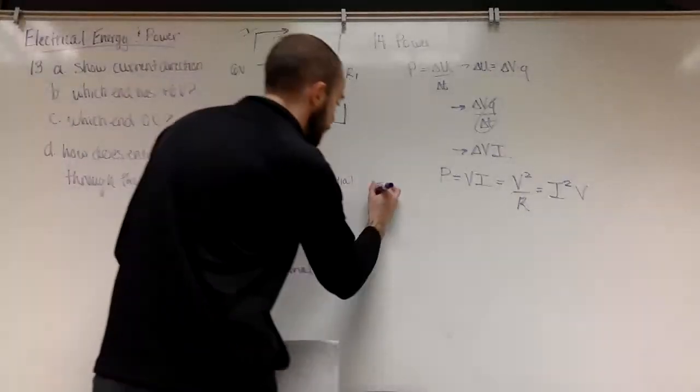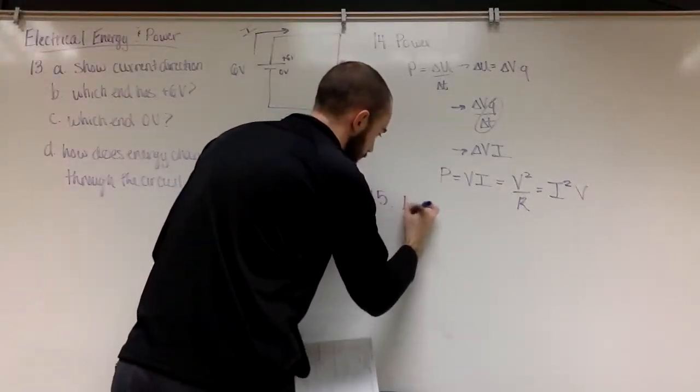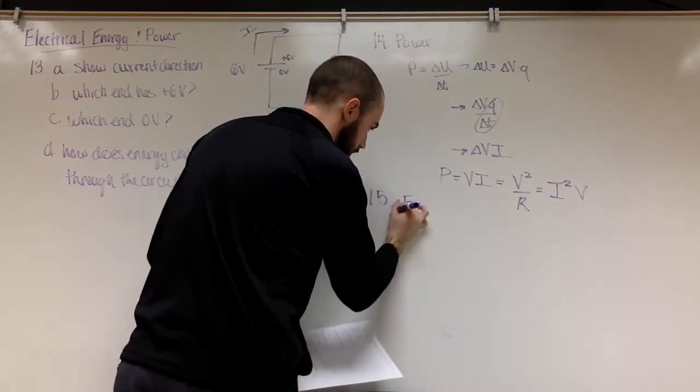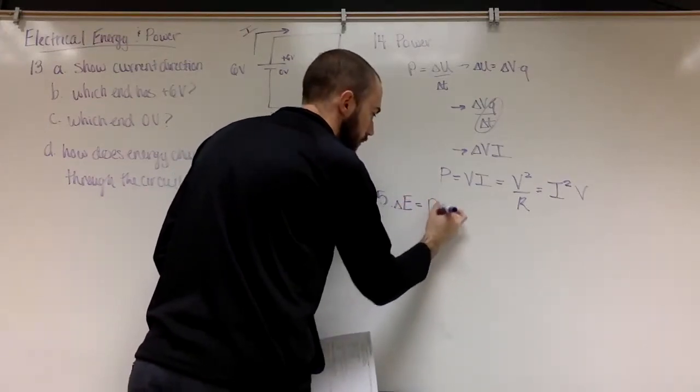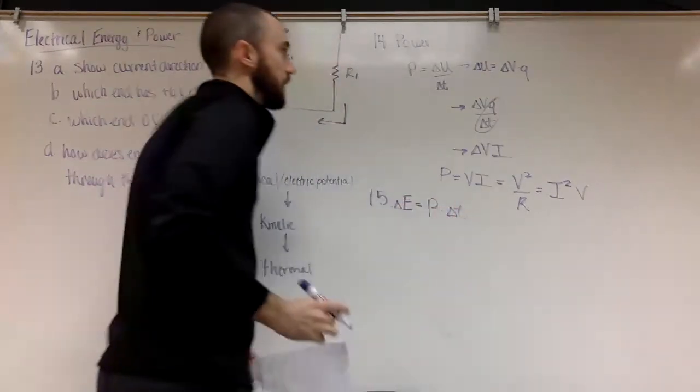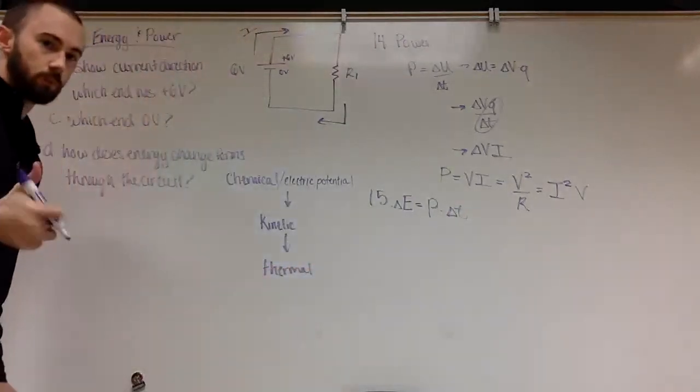So the total energy dissipated by a system then, so this is E, your change in total energy, is just going to be equal to your power times the total amount of time you're doing it. Cool beans.